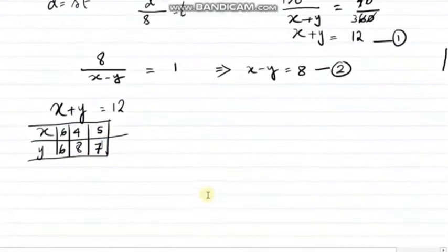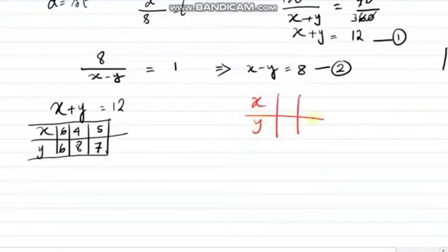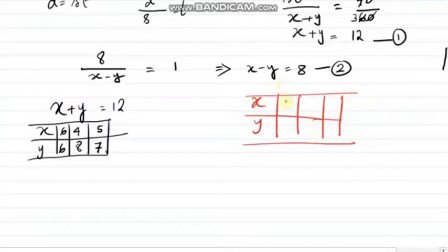Now another equation is given, x minus y equals 8. So from there what can I write? This is x, this is y. So when y equals 4, sorry, y equals 4, x will become 12, right? If y equals minus 3, x will be 5, and if I take y as minus 5, then x will be 3, right?